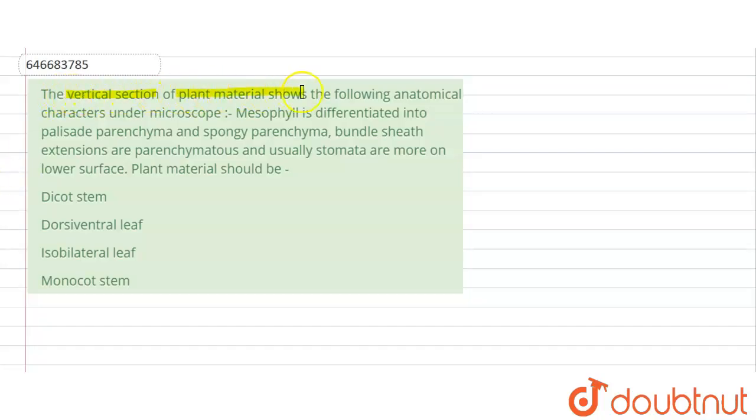Hello everyone, so here's the question. The vertical section of the plant material shows the following anatomical character under the microscope. So we have the mesophyll differentiated into the palisade parenchyma and the spongy parenchyma. Bundle sheath extensions are parenchymatous, and usually stomata are more on the lower surface. The plant material should be?